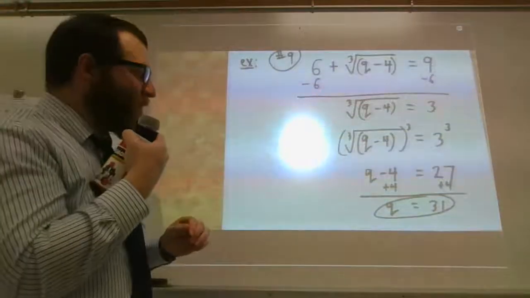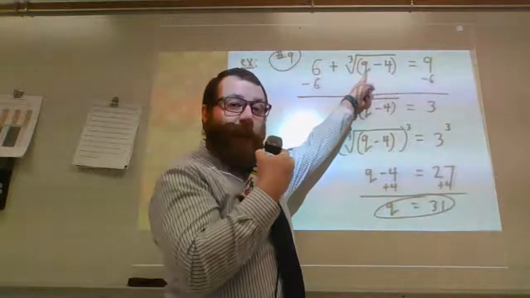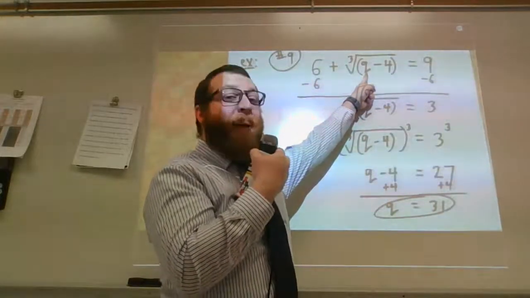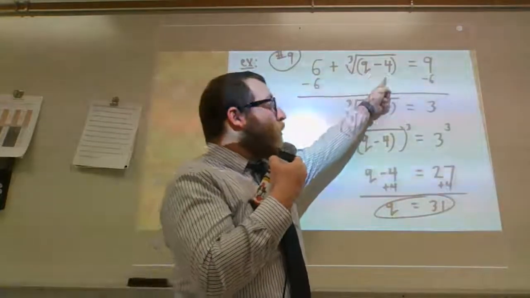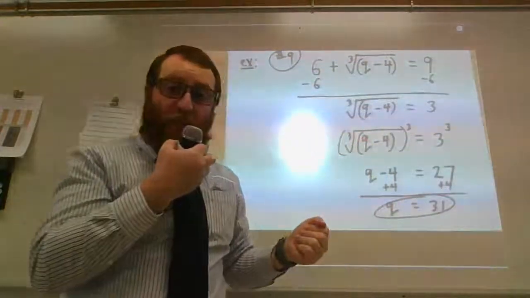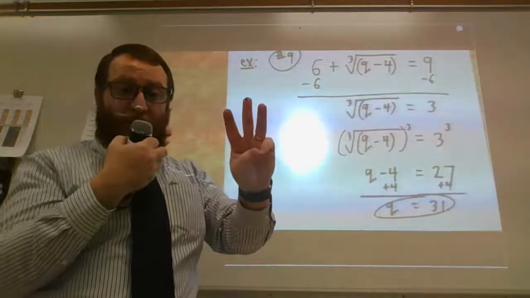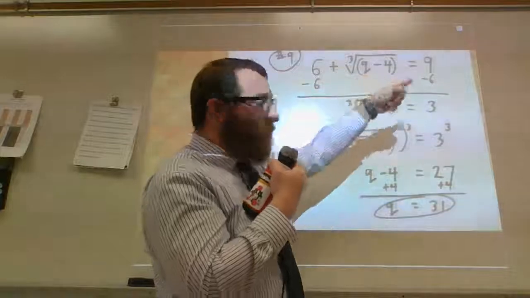So let's double check, make sure we're correct. First of all, I'm going to take that 31 and plug it back into the original. Order of operations now. I've got to follow PEMDAS to evaluate this. 31 minus 4 is 27. The third root of 27, as we've talked about multiple times, is 3, because 3 times 3 times 3. 3 plus 6 is 9. It works.